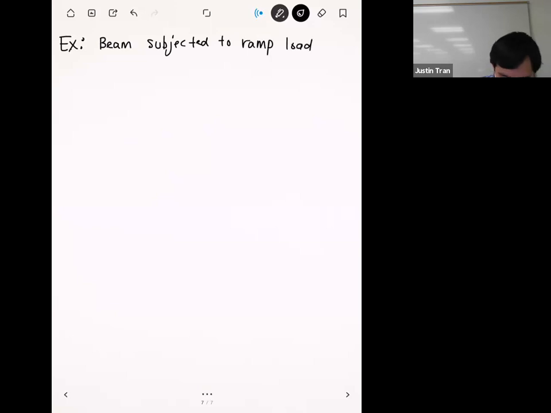And so we have our beam. On one side, we're going to have node 1. On the other side, we have node 2. Let's say that we have a pin support there and a roller support on this side, although for this case, it doesn't really matter.